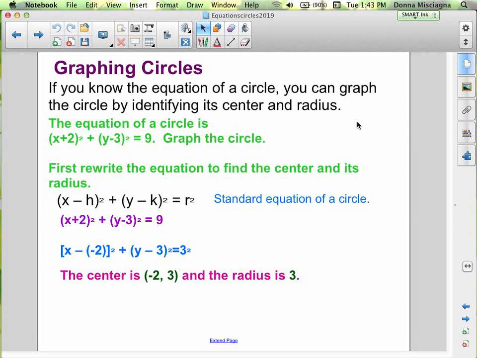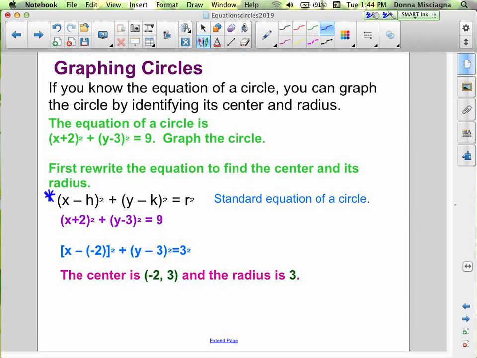Right, so we have the equation of a circle: x plus 2 squared plus y minus 3 squared equals 9, and we want to graph the circle. First, if you have any addition signs, change that to minus and negative, because we know that this is the formula for the equation of a circle. It's x minus h squared plus y minus k squared equals r squared.